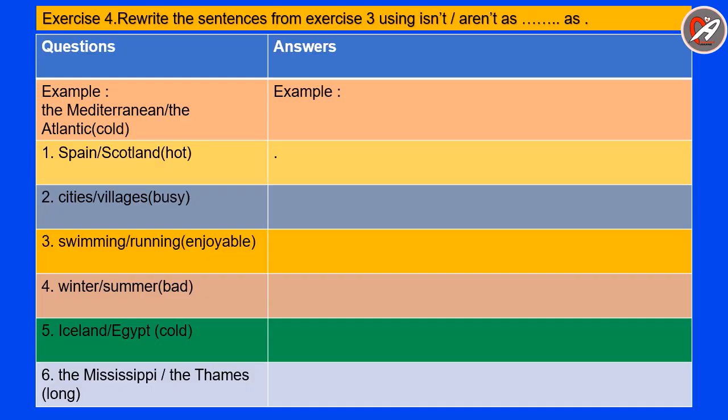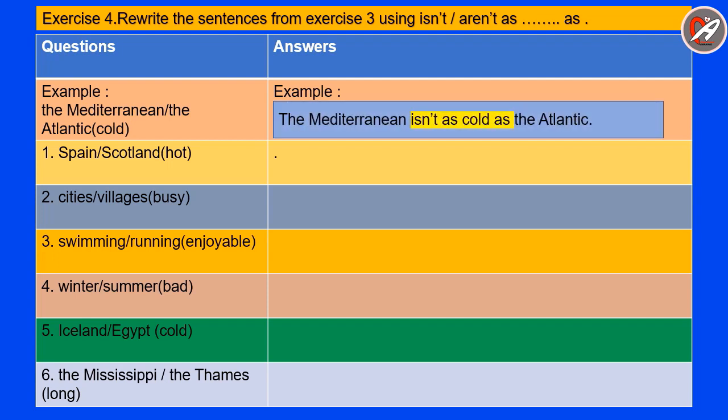Okay, let's try exercise 4. Rewrite the sentences from exercise 3 using isn't or aren't as adjective as. Example, the Mediterranean / the Atlantic. And the adjective in bracket is cold. So in a sentence in negative form, the Mediterranean isn't as cold as the Atlantic.